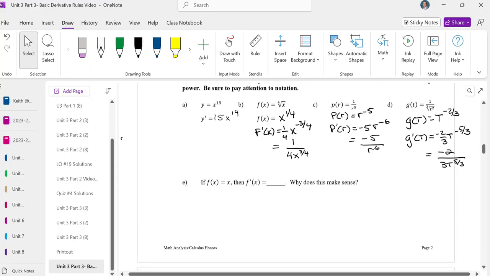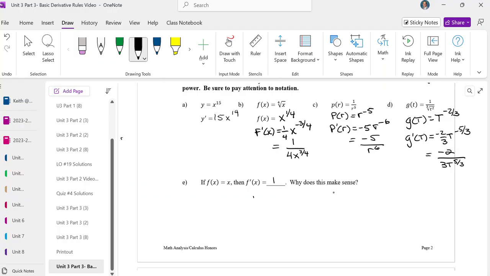If f of x equals x, then f prime of x is equal to 1, because if you think about it, if f of x equals x, well, the power is 1, right, and then 1 minus 1 is 0. So 1x to the 0 is 1. Also, the slope of a line in y equals mx plus b is the m, right? In this case, the m is 1.